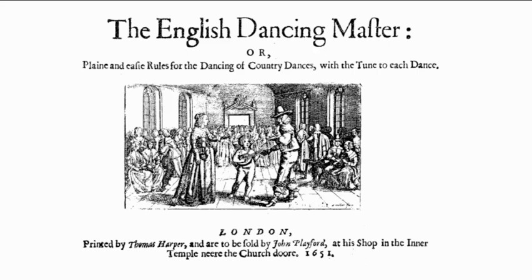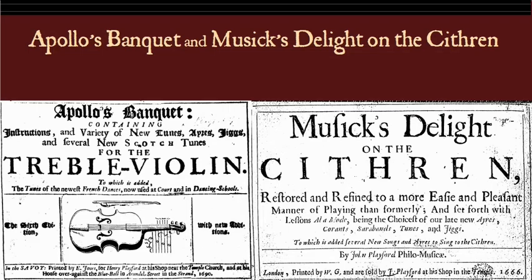In all, these volumes contain more than 1,000 melodies and choreographies, providing an invaluable insight into the social music and dance of the time. Many of the dance melodies found in The Dancing Master are duplicated in other collections printed by John and Henry Playford. Examples of these are Music's Handmaid, which was for the keyboard, Music's Delight on the Cittern, and Apollo's Banquet, which was for the violin. These books also contain other dances that are relevant to today's talk.